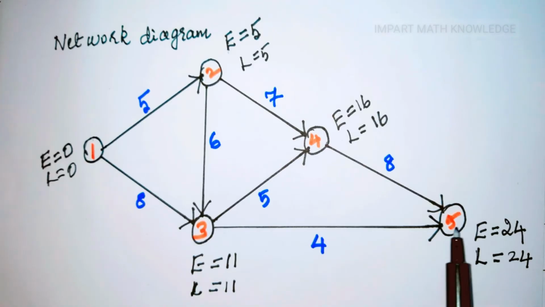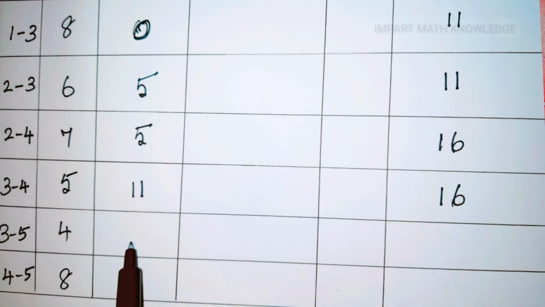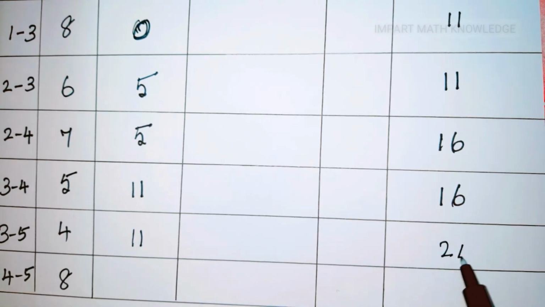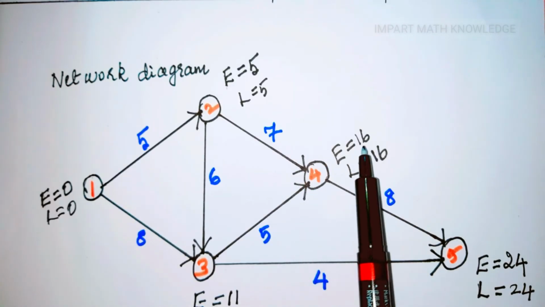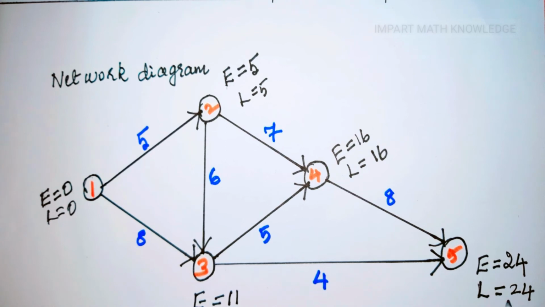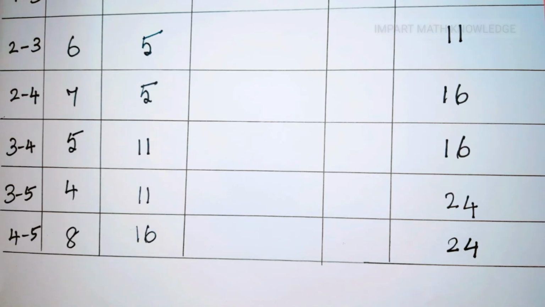Next, for the activity 3 to 5, earliest start time is 11, latest completion time is 24. For the activity 4 to 5, earliest start time is 16, latest completion time is 24.